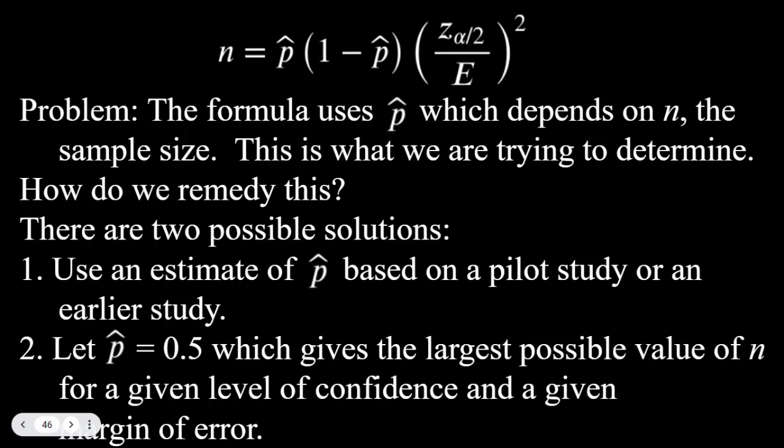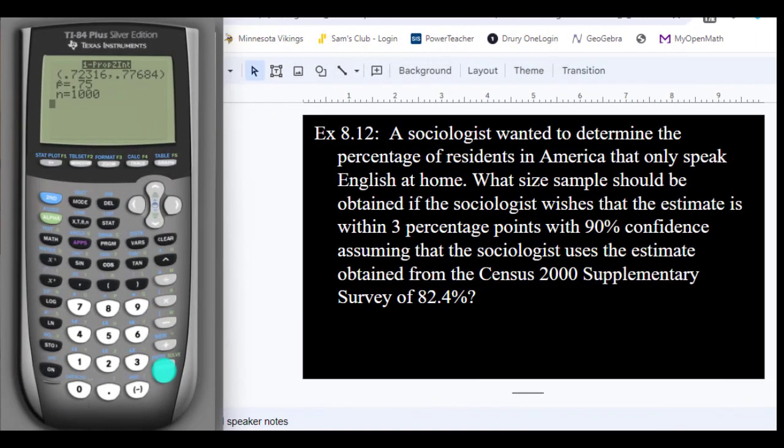a case like this. For example, 8.1.2, we've got a sociologist who wants to determine the percentage of residents in America that only speak English at home. What sample size should be obtained if the sociologist wishes that the estimate is within 3 percentage points at 90% confidence, assuming that the sociologist uses the estimate obtained from the Census 2000 supplementary survey of 82.4.